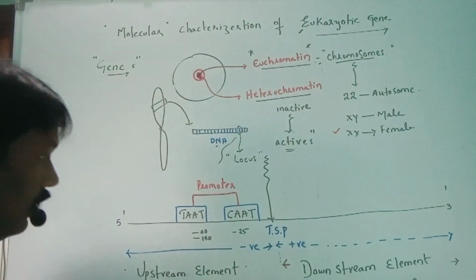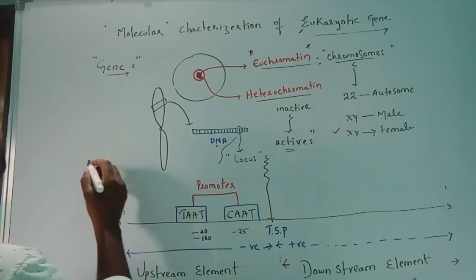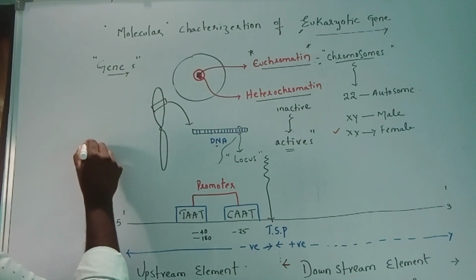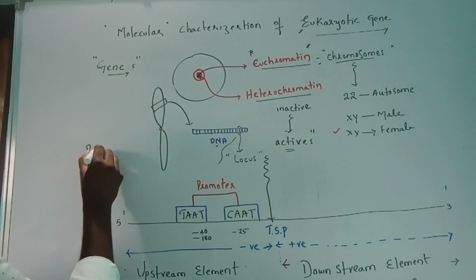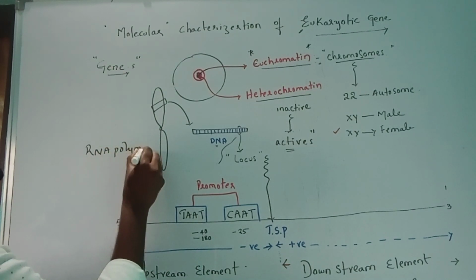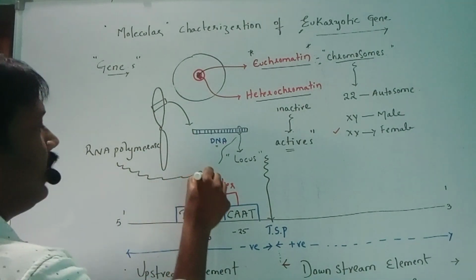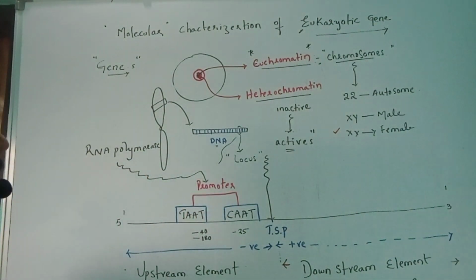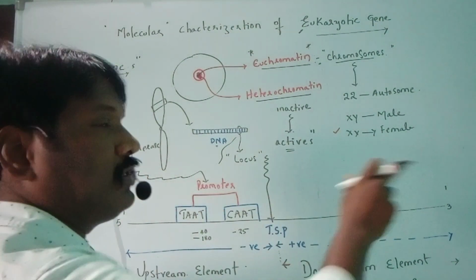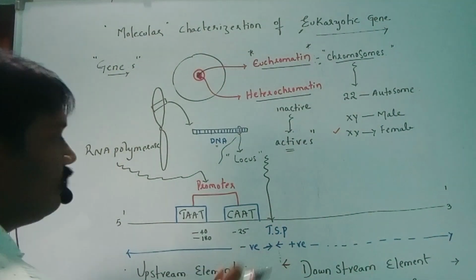Right. What does promoter mean? The promoter is a specialized structure which is responsible for the binding of RNA polymerase. This enzyme binds on the promoter and enhances the frequency of transcription. We will discuss what the enhancement of frequency of transcription is.